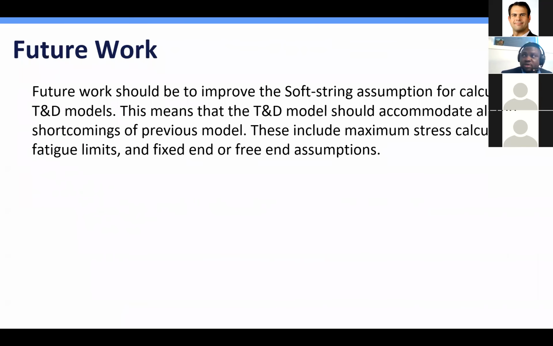So for future work, obviously those assumptions in the soft string model should be improved on and accommodate all shortcomings. What I am thinking of doing is to see how I can have a switch from soft string model to stiff string model. So if it's a smooth curve, then I'm using the soft string model, but as the tortuosity increases, I'm switching to the stiff string model. That code I'm still working on.